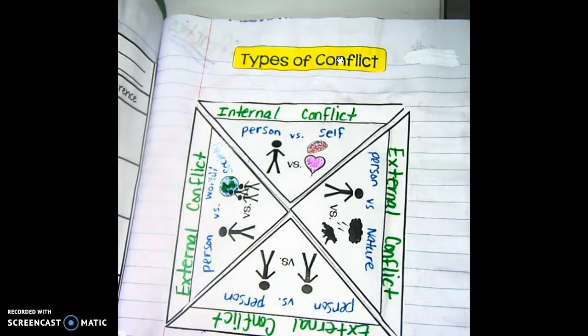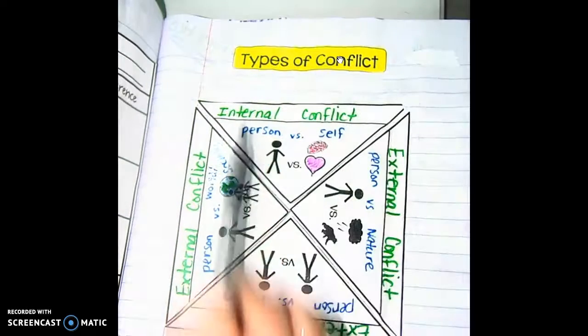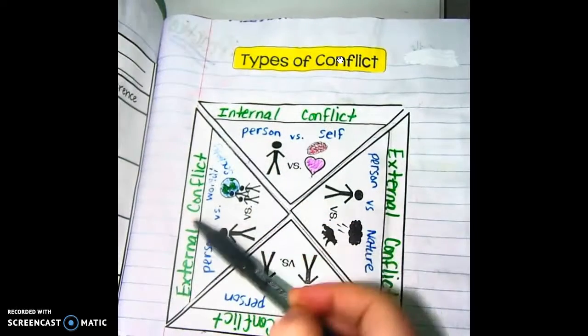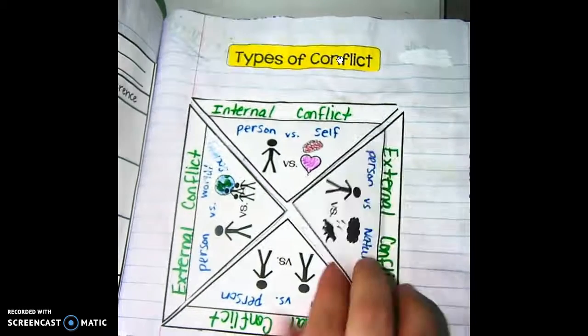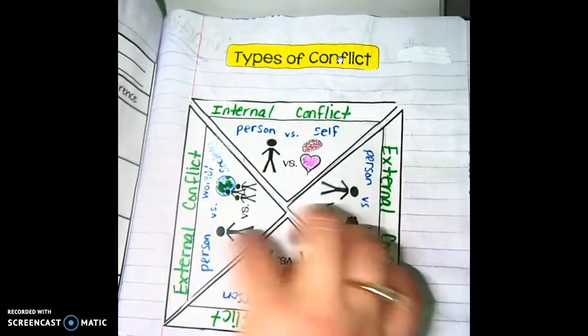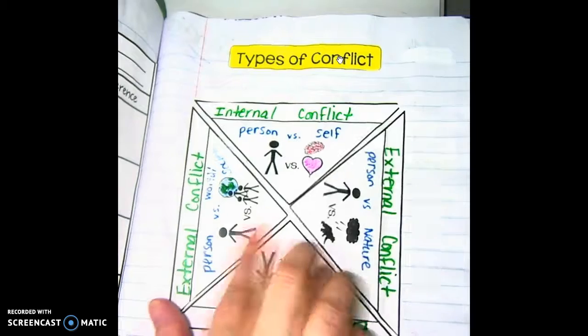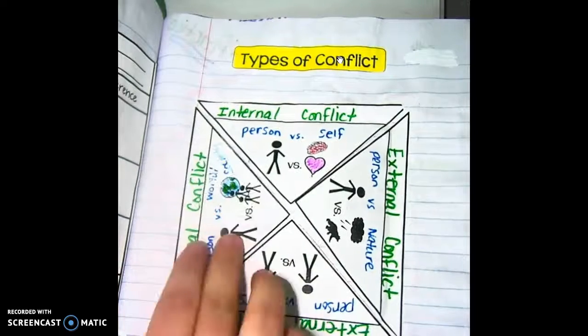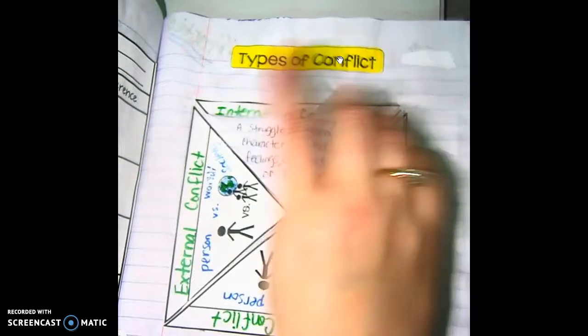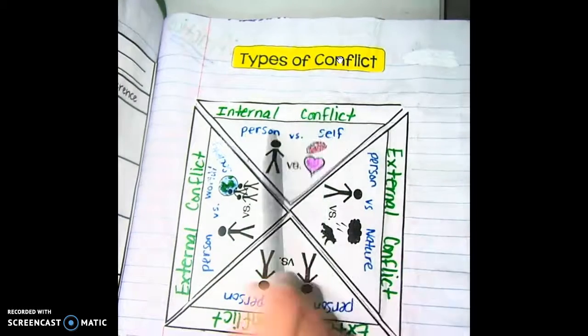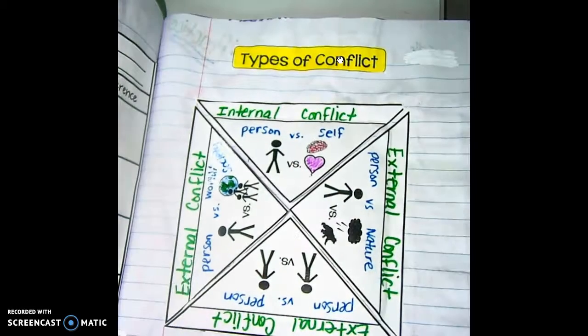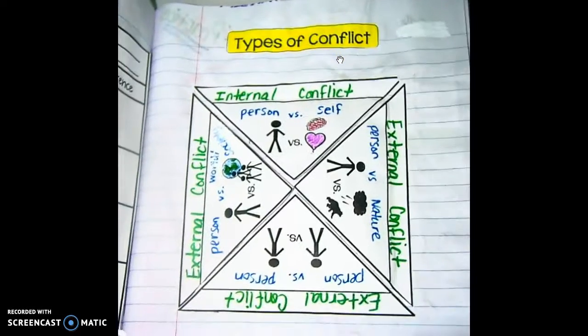Again, you have your title, and then you're only gluing down the 4 sides so that each flap will open up and allow you to take notes on the 4 different types of conflict that we will be discussing today. So glue down your title, glue down the 4 different types of conflict.